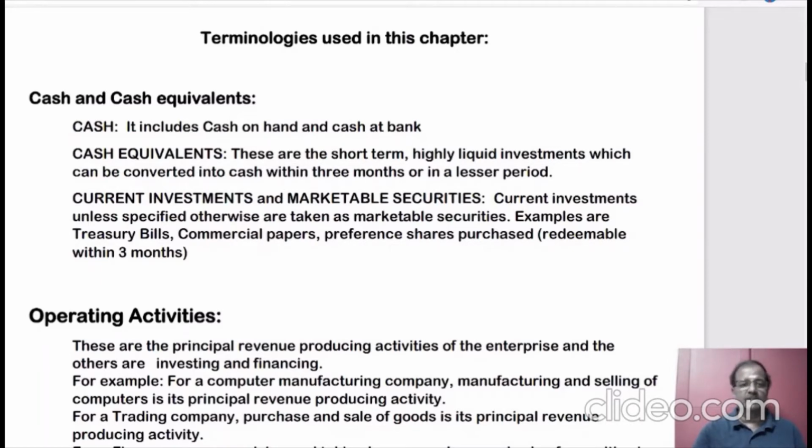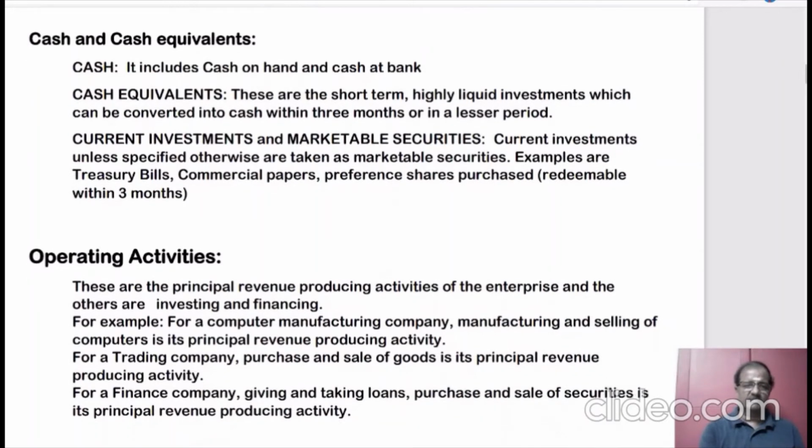That's most important. At the same time, you have current investments and marketable securities. Current investments, unless specified otherwise, are taken as marketable securities. Here we have some examples: treasury bills, commercial papers, preference shares purchased and redeemable within 3 months can all be taken as current investments, altogether put under cash and cash equivalents.